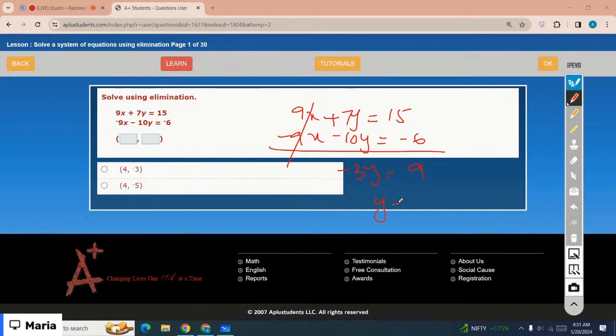So you just calculate the value of y, that is y equals negative 3, right? You now have the value of one of the variables. You can put y equals negative 3 in any of the equations and calculate the value of x. That is 9x plus 7 times negative 3 equals 15. So 9x minus 21 equals 15. Move 21 to the other side. 9x equals 15 plus 21, that is 36. So 9x equals 36, that means x equals 4. So the solution of the system is 4 and negative 3.